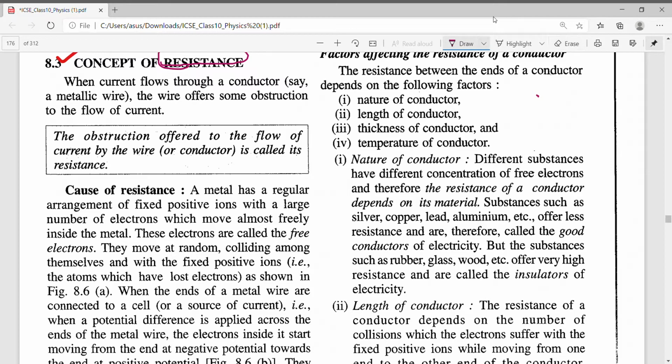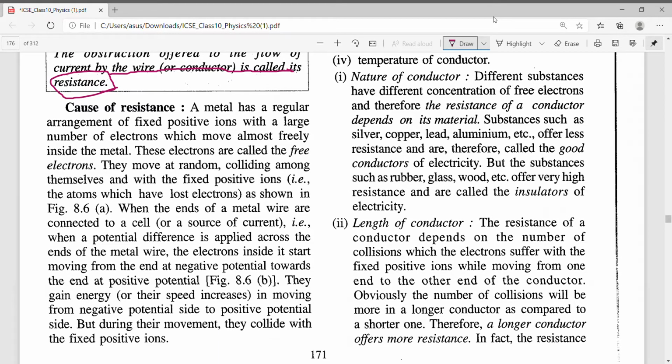So if I talk about resistance, when a current flows through a conductor, the wires offer some obstruction to the flow of that current, right? So the obstruction that is offered to the flow of current by the wire or the conductor is basically resistance. Okay. Now why do you think that resistance occurs?